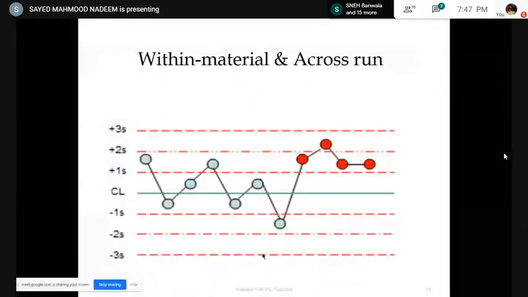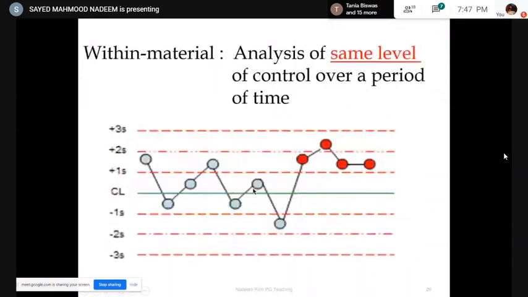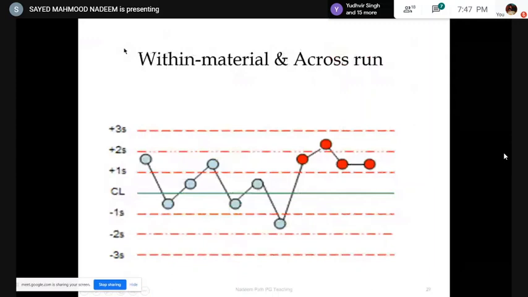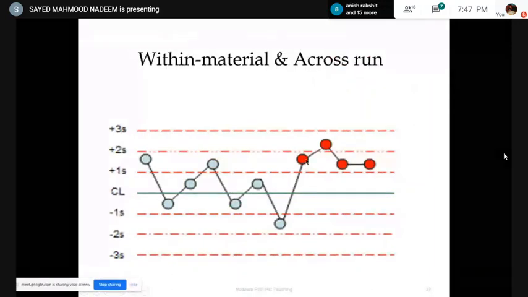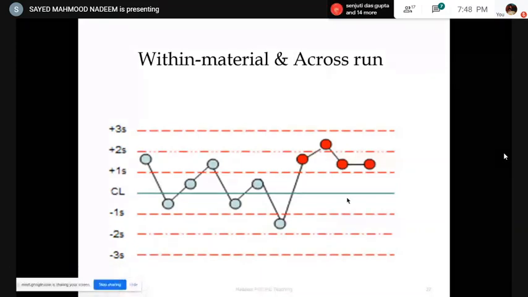So just to get back into the continuity, we were talking about across material comparison, materials on the same day of two different levels. As we said, these can be used simultaneously. Like here, if you see this graph, we are trying to analyze only one material. So this is within material, and we are analyzing over a period of time. This is within material across run.